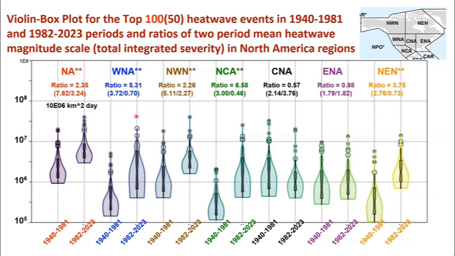But again, the ratio of increase of this total integrated effect is much larger in Western North America, North Central America, and also Northeast North America. And again, Central North America and Eastern North America are somewhat smaller than the whole area average, although they still increased somewhat. No, they are actually decreasing in terms of total scale. Okay, sorry.